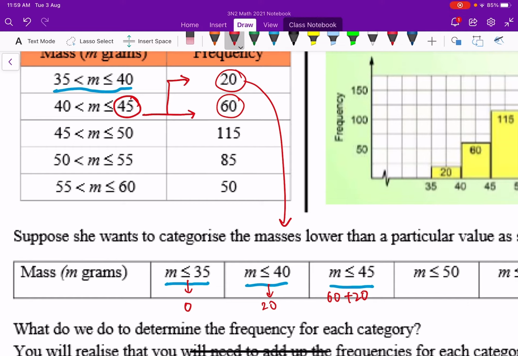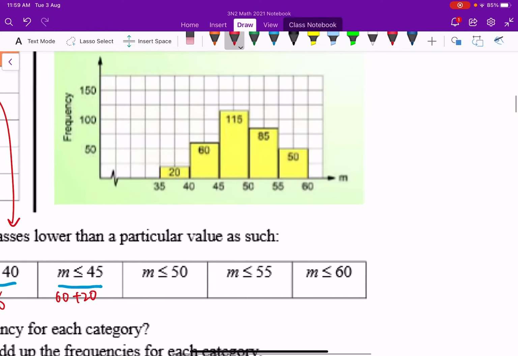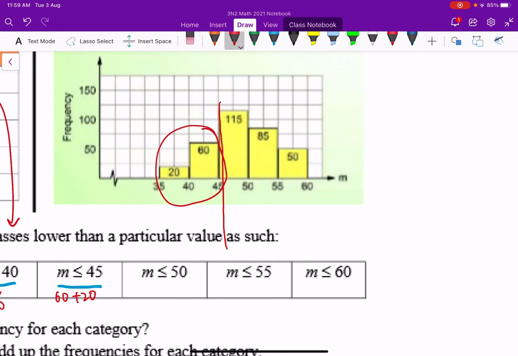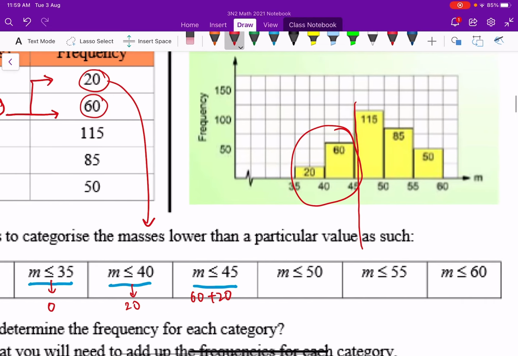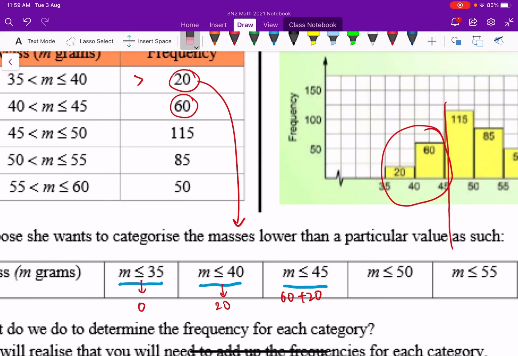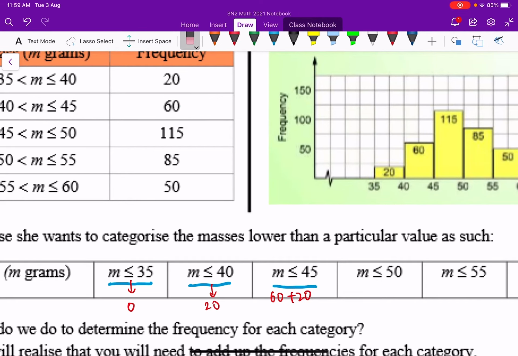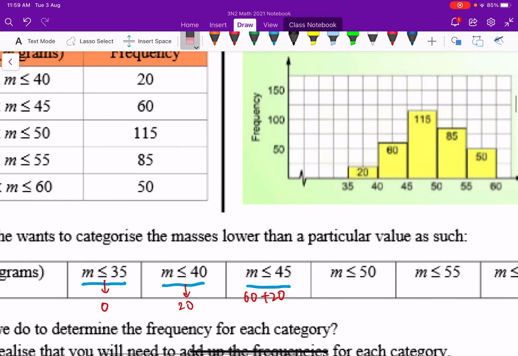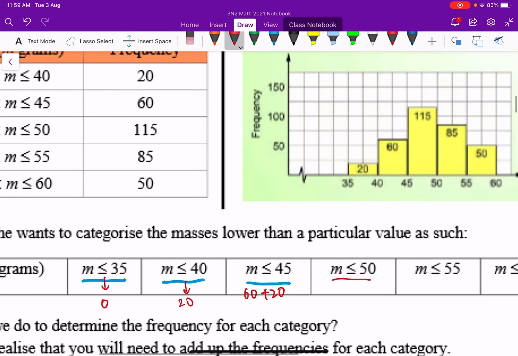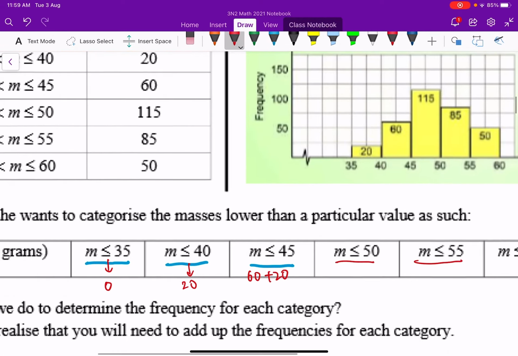Okay, because below 45 gram means that I need to take everything that is under 45 gram added together. Now another way easier to see is to look at this table. If I draw a line here, how many eggs are there below 45 grams? Total will be 60 plus 20. Okay, so that's what it means. So therefore, if let's say she wants to categorize it this way, she needs to add up all the frequency. Whereas for this 50 and 55, likewise, you have to do it that way.